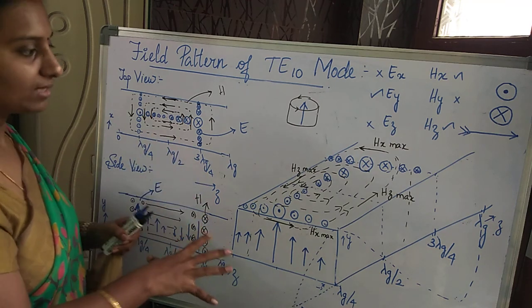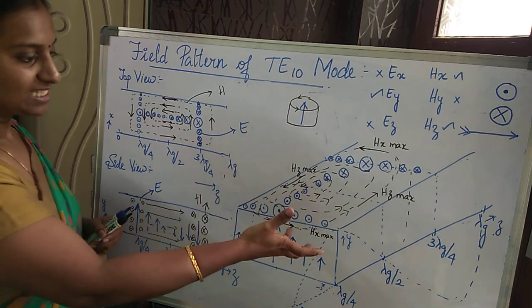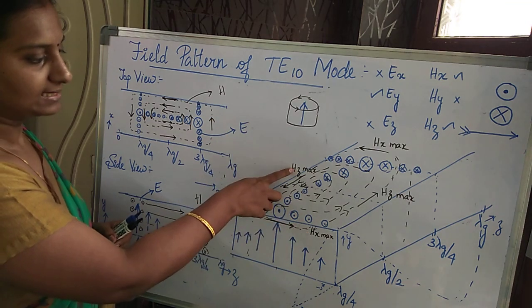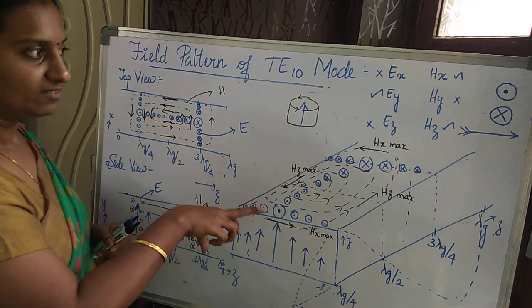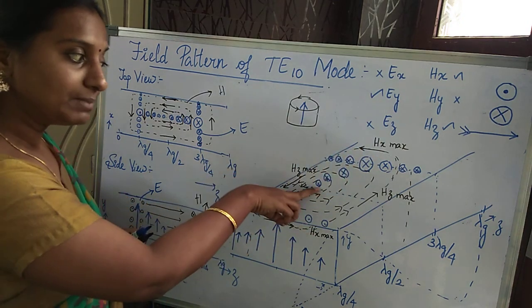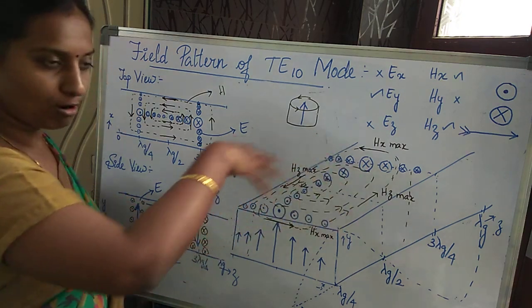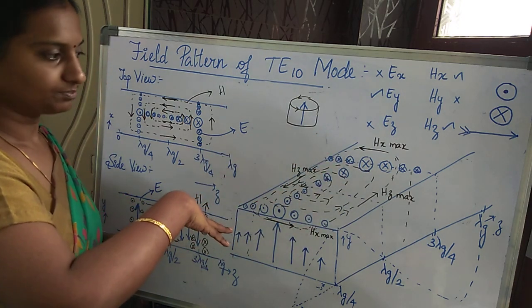This is the field pattern for TE10 mode. We saw the expressions for Hx, Hz and Ey. So whenever Ey is maximum, Hx is maximum. Whenever Ey is minimum, Hz is maximum. So with that we have drawn the field pattern.